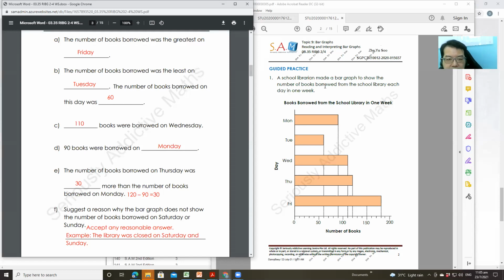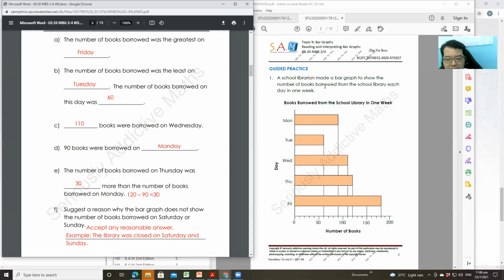Okay, let's go through the answer. For A, the number of books borrowed was the greatest on which day? Let's look at the longest bar, right? Quickly, longest bar, Friday. And the number of books borrowed was the least on the shortest bar, Tuesday, right?